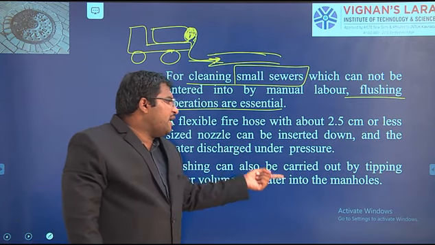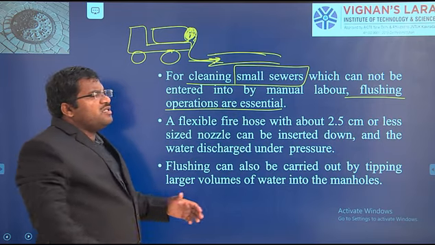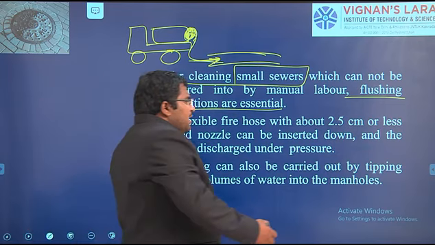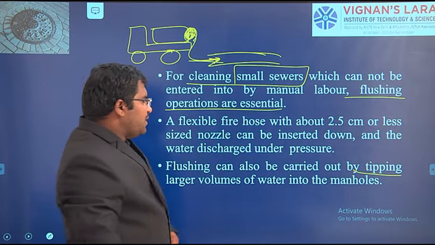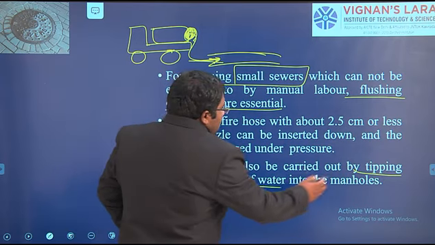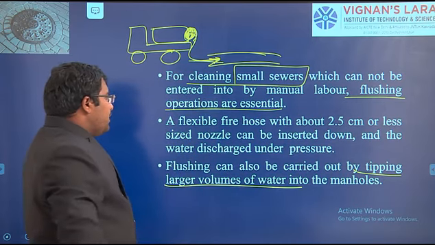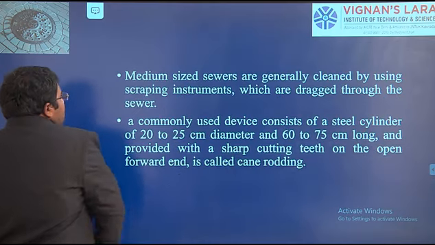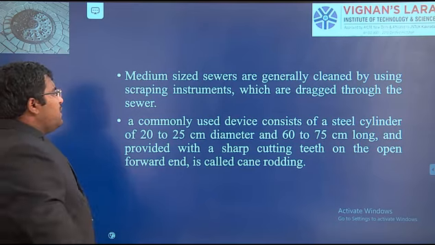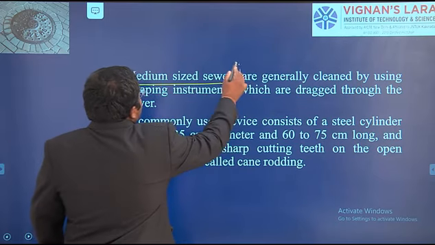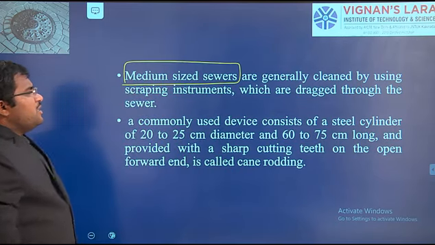Flushing can also be carried out by tipping a large amount of water. You are going to take one big lorry or big tanker of water, right? With the help of that high amount of water, we can make the cleaning. Okay. So next we will see how we are going to do it for medium sized pipes or sewers, right? Now we are going to see how we are going to clean the medium sized sewers.